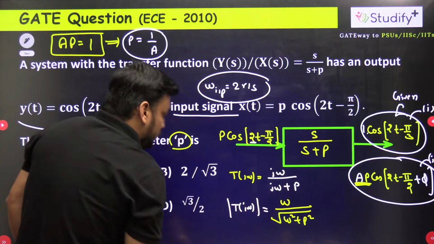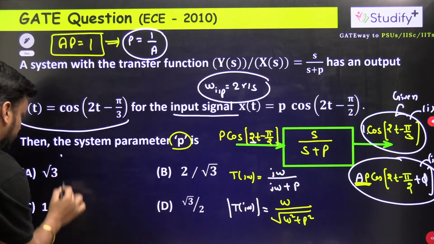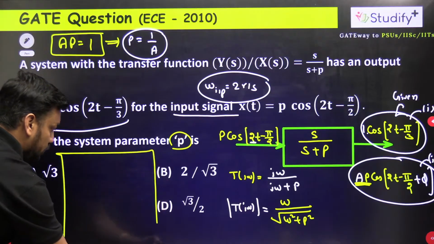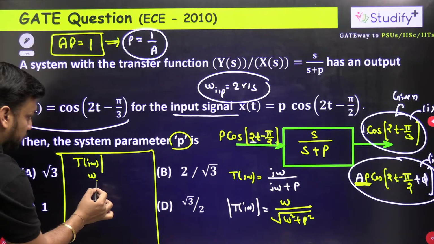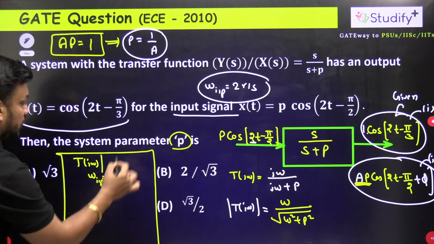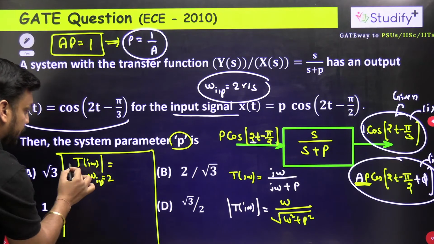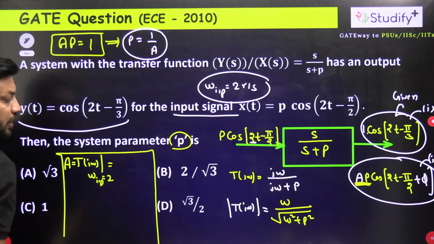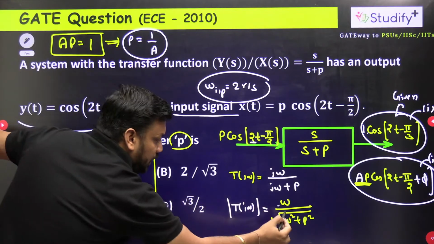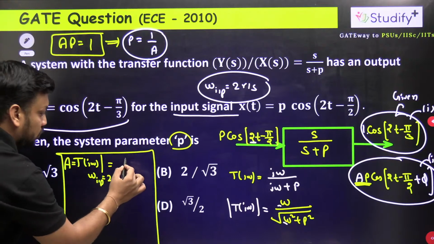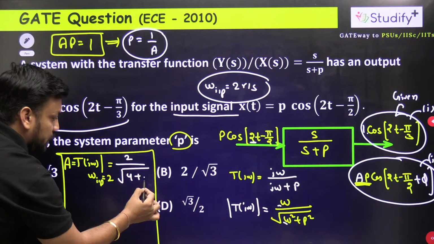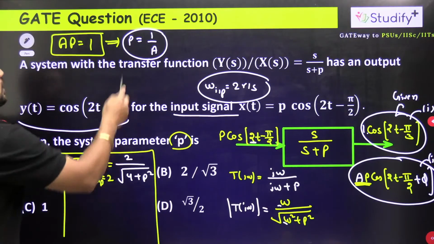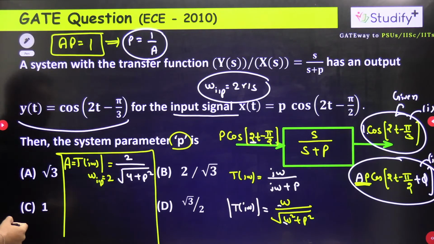Okay, so I am writing here at this part. Let me make a box here. The magnitude of T(j omega) at the input omega, which is just 2, will give you capital A. So wherever there is omega, put 2: 2 upon under root of 2 whole square, 4, plus p square. Now what is p? P is 1 by A, sir.